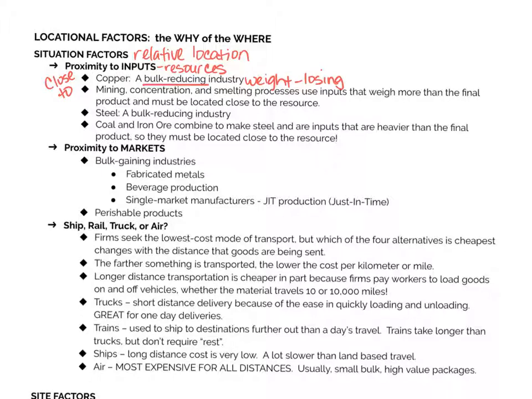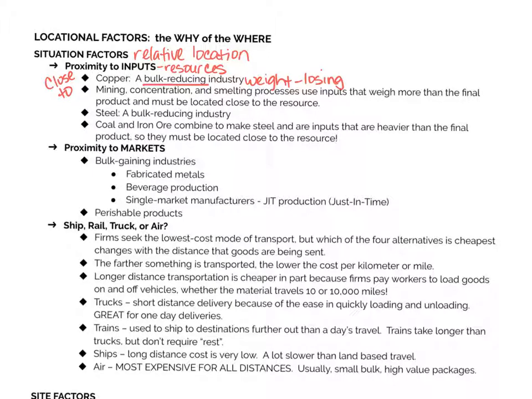So if you are a weight losing, bulk reducing industry, that means your resource is really heavy, and after you produce it, it comes out lighter. Like it goes on a diet during the manufacturing process, basically. Let's think about how many have ever mailed something before, at the post office? What do they do to your package? They weigh it, and that's how they decide how much it's going to cost you to ship it.